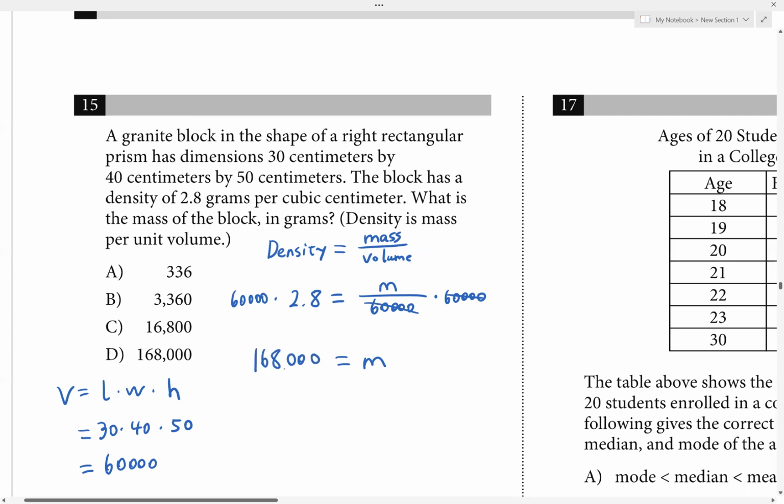This cancels out, so we get m equal to 60,000 times 2.8, which is 168,000. And that should be the total mass. The total mass is 168,000 grams. So letter D for question 15.